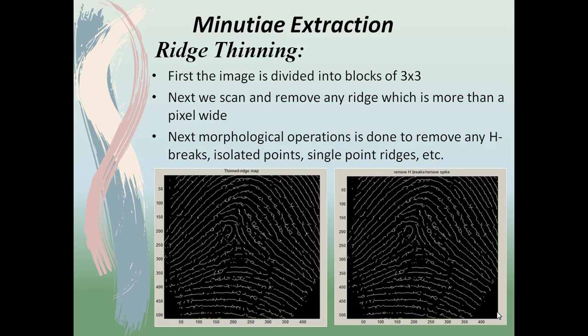But what ridge thinning does is divide it into blocks of 3 by 3 pixels, so that we can scan and remove any ridge which is more than a pixel wide. After that, morphological operations are also performed to remove any edge breaks, isolated points or any single point ridges. This is done so that we could get more clarity out of the image, and it may be free of any errors that may be present.